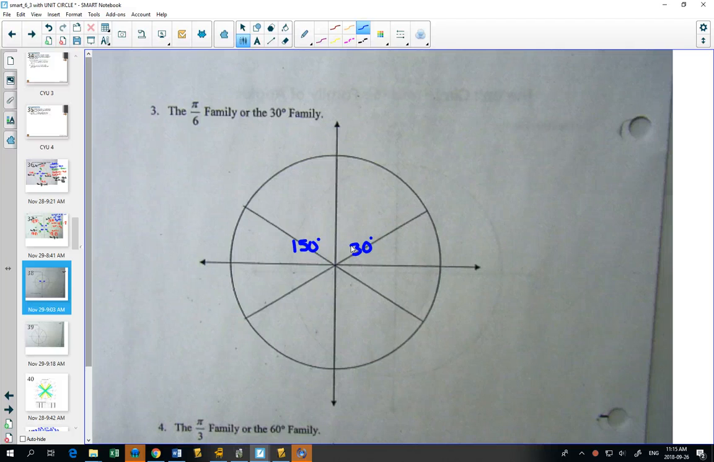Quadrant 2 with the same reference angle would be 150. Quadrant 3, 210. Quadrant 4, 240 degrees. No, 330 degrees.